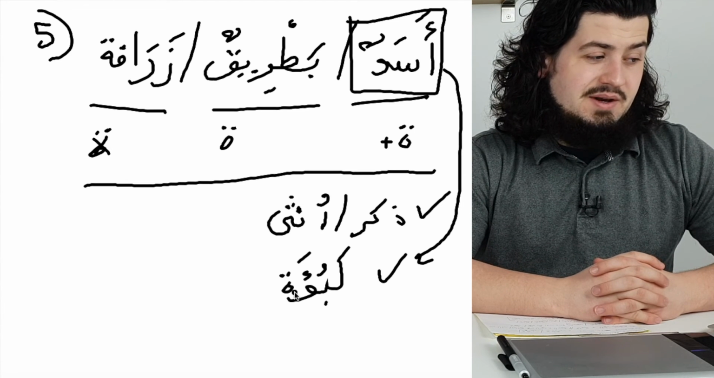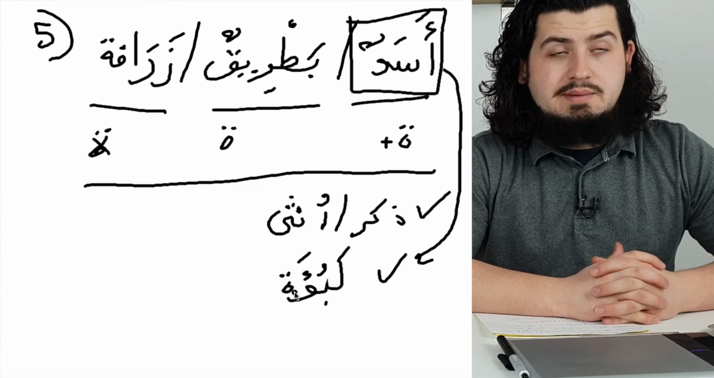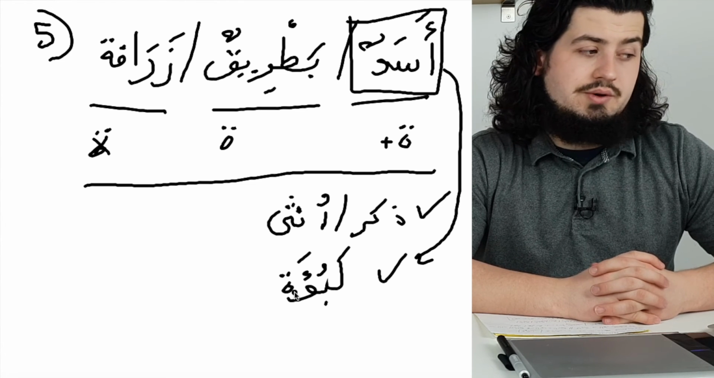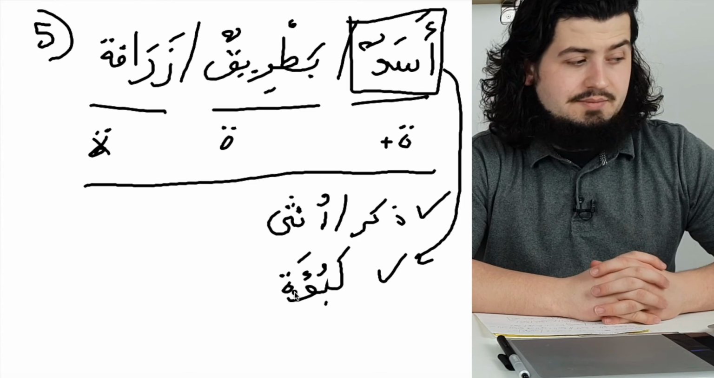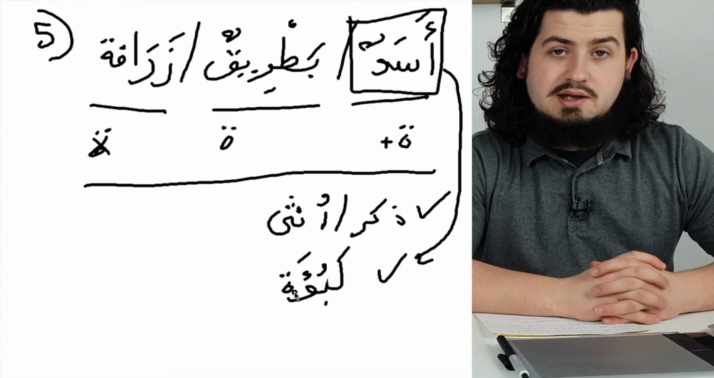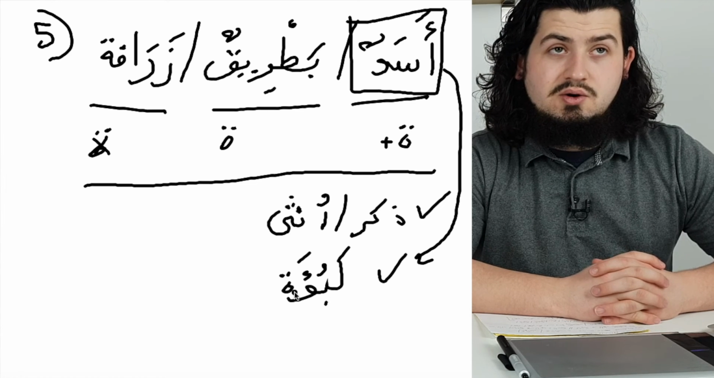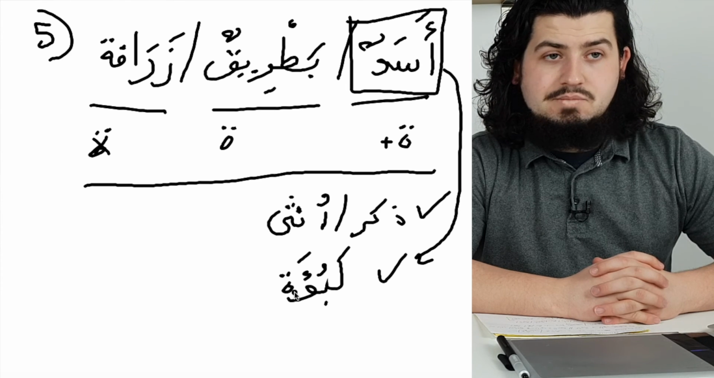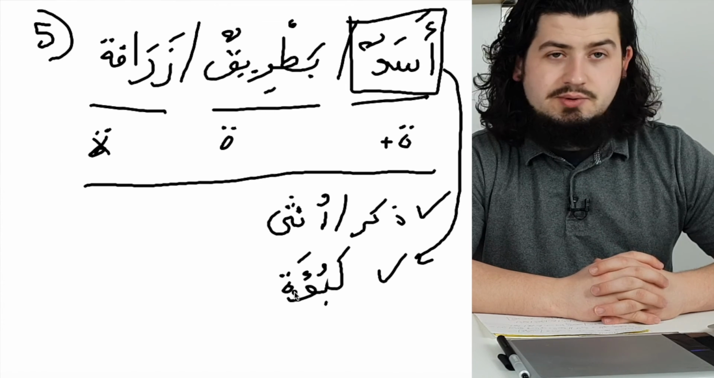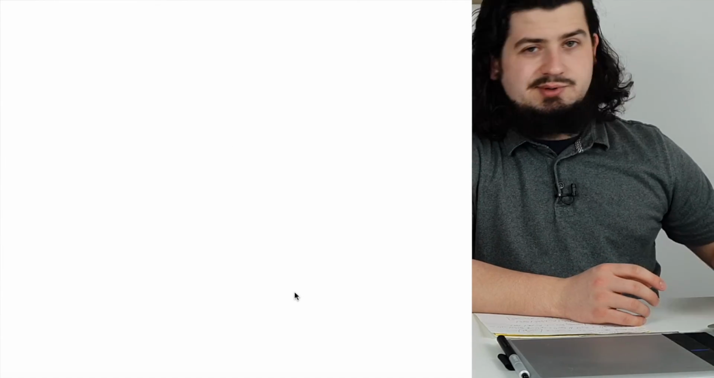So if there's not a separate word for the male and the female of that species, what you do is you just use the word with dhakar or untha before it. That's the rule. I don't want to see any of my students saying asadatun for a lioness, or just baqar for a male cow. Yeah, I don't want to see that. That's how we do genders with animals.